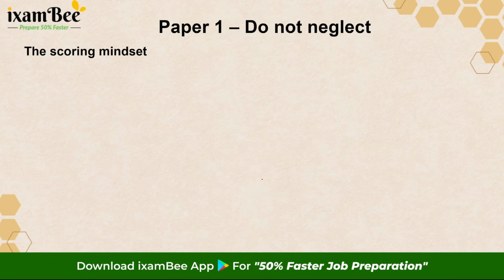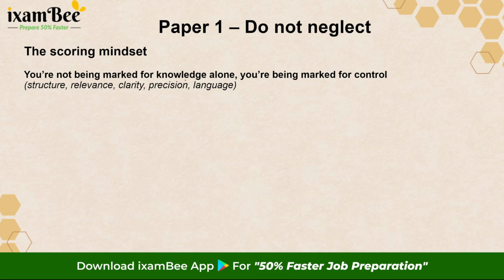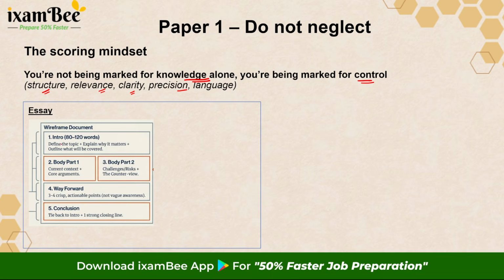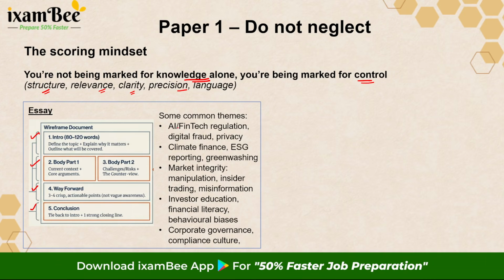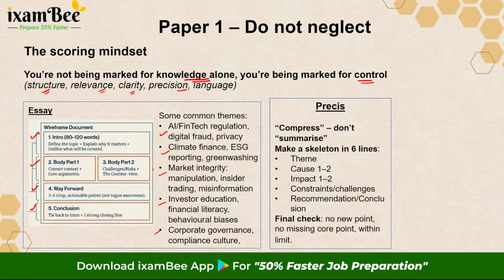For this, it is very important you have a scoring mindset, which means not just knowledge but good command and control over your language, ensuring that you follow a relevant structure, there is clarity of thought presented in your writing, and you stick to the language and the word limit that is given. For essay, you can follow a simple structure of introduction, main body, way forward and conclusion. And some of the common topics that SEBI does ask relate to AI and fintech, climate finance, market integrity, investor education and corporate governance.